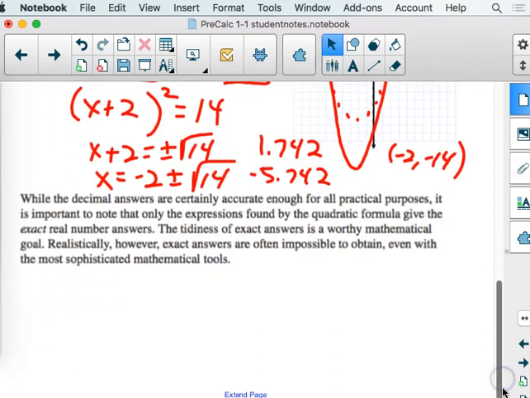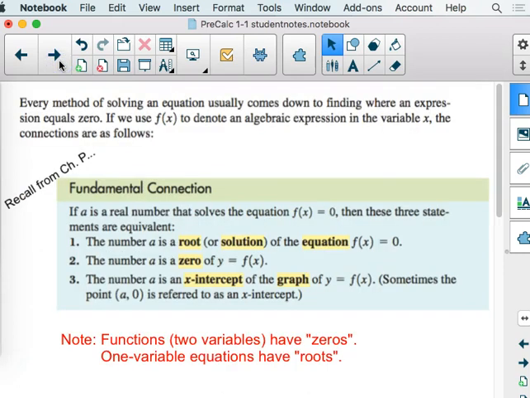So this says, while the decimal answers are certainly accurate enough for all practical purposes, it is important to note that only the expressions found by the quadratic formula, by completing the square, give the exact real number answers. The tidiness of exact answers is a worthy mathematical goal, always. Realistically, however, exact answers are often impossible to obtain, even with the most sophisticated mathematical tools. So, in the end, sometimes we use the old decimal equivalents here. My least favorite page.